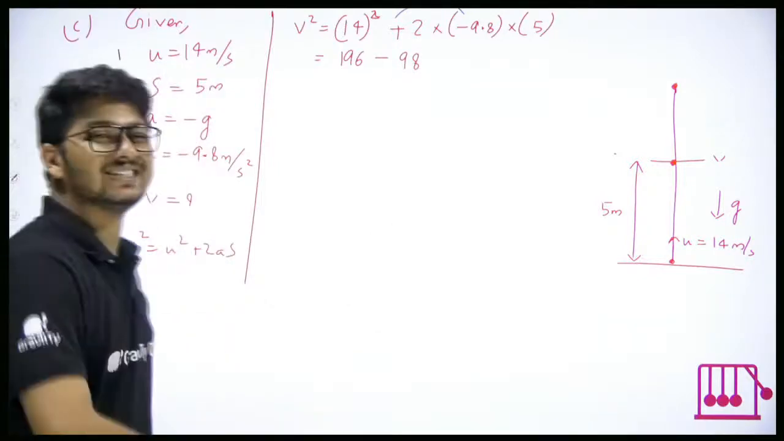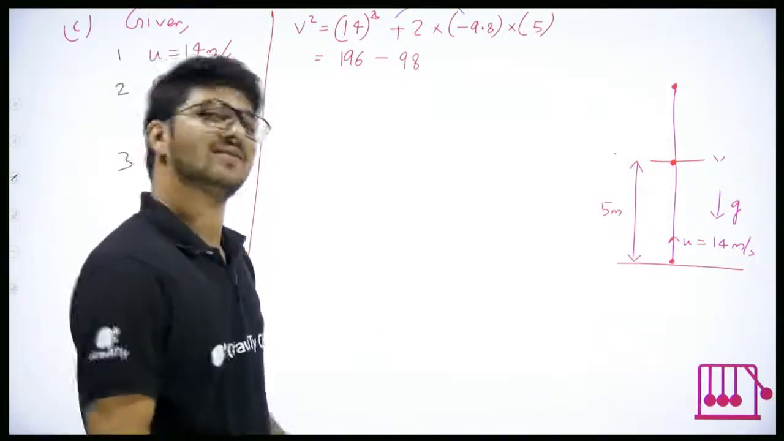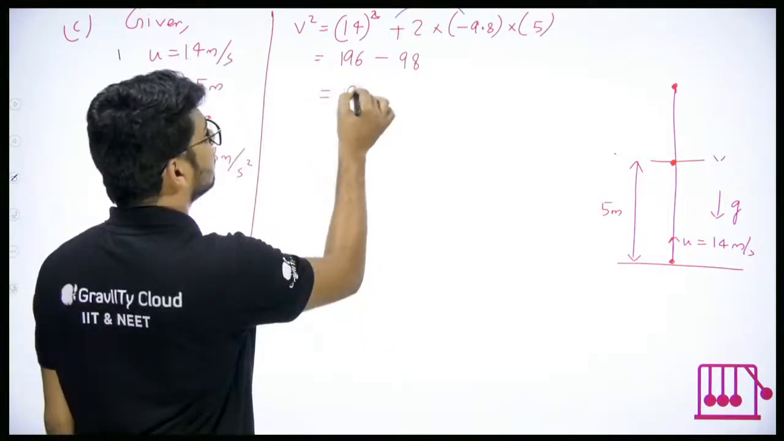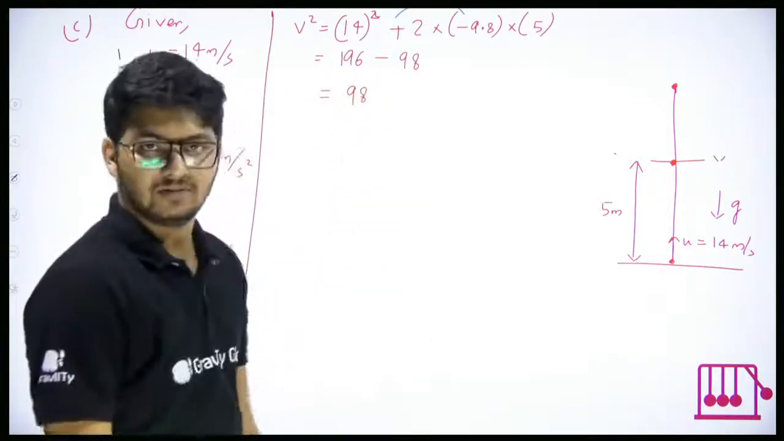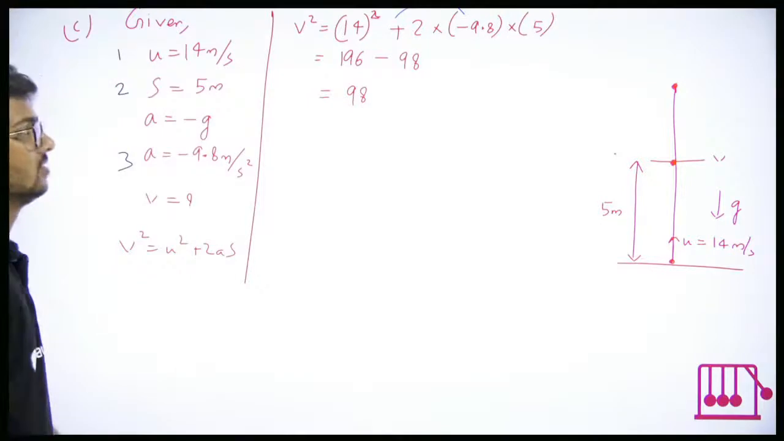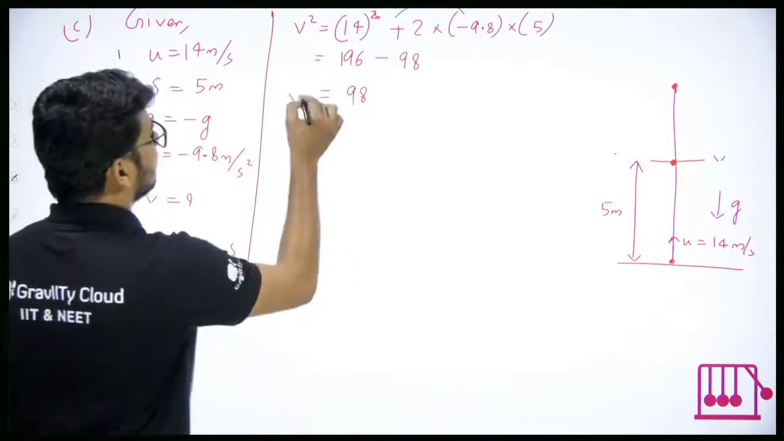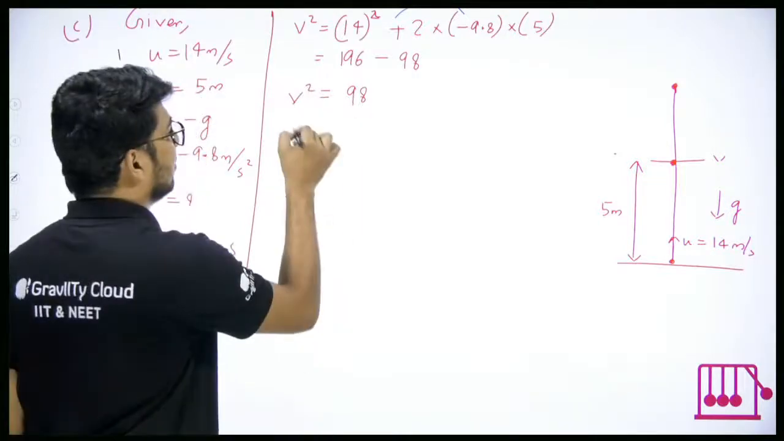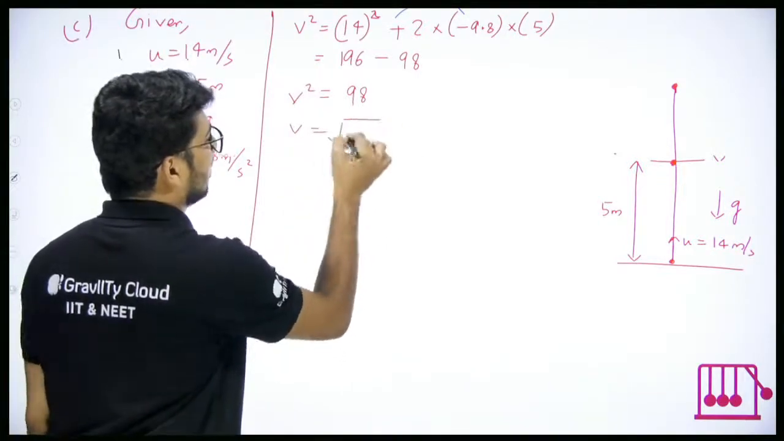Now what is 196 minus 98? 98 itself. You can do that, because 98 into 2 is 196. So V square is equal to 98. We need V. It is under root 98.